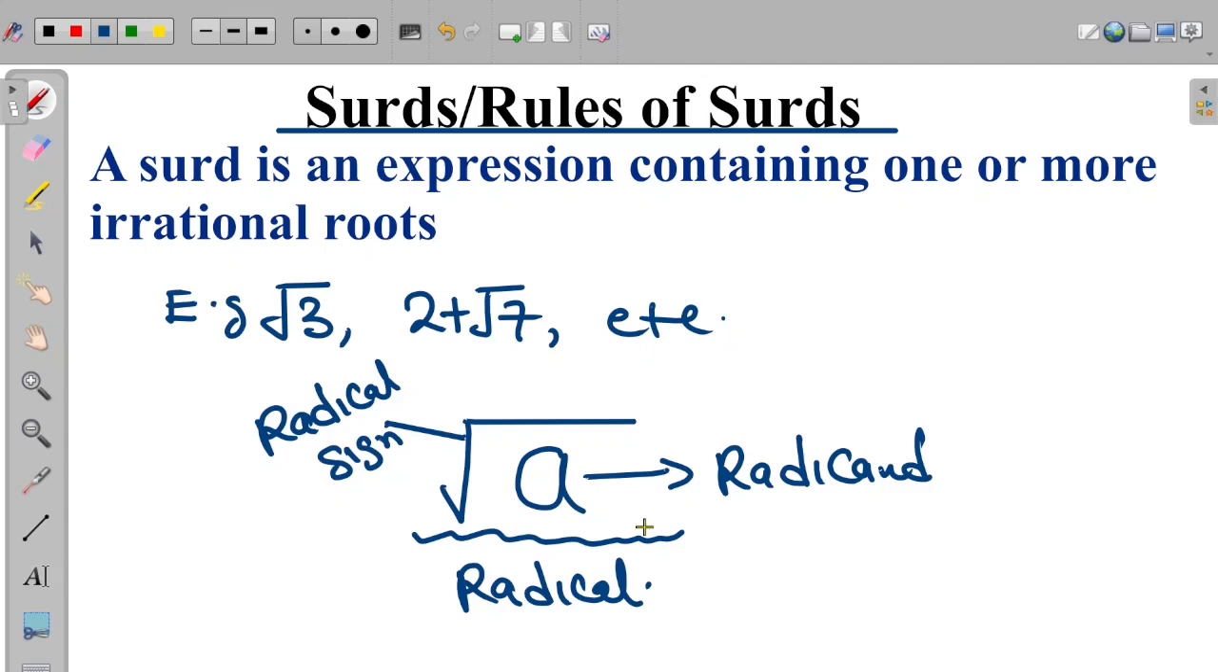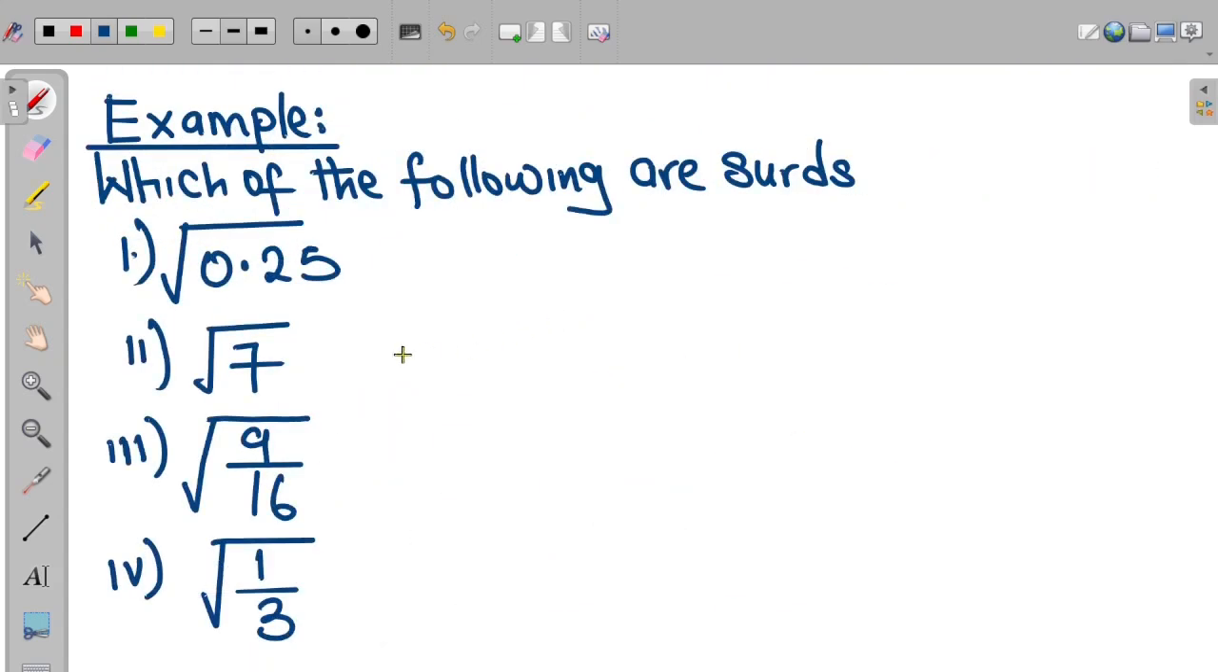So the next thing we're going to learn in this video is that we'll be given some expressions and we are to determine if they are surds or not. Now, we are asked, which of the following are surds? So we have 1, root of 0.25, 2, root of 7, 3, root of 9 divided by 16, and 4, root of 1 divided by 3. So let's answer this question.